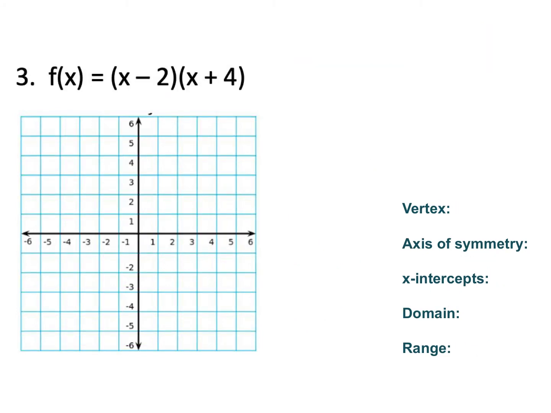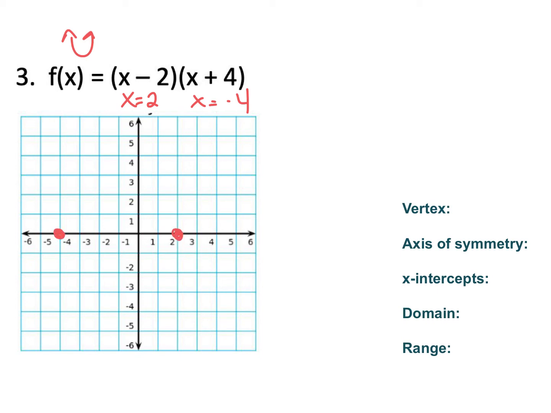This second or third parabola we're looking at, the a value is positive, so I know my parabola will open upward. It's in intercept form, or notice it's factored. So my zeros are going to be positive 2 and negative 4. So I'm immediately going to graph those on the x-axis.